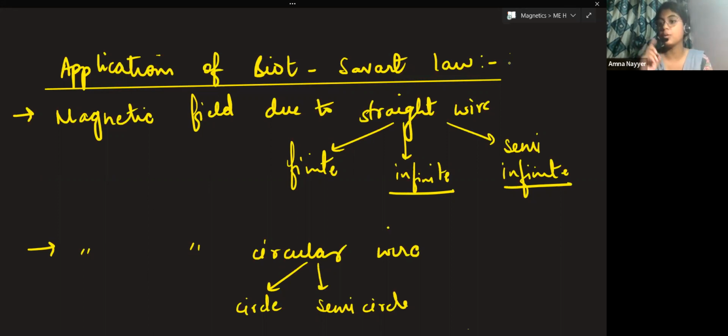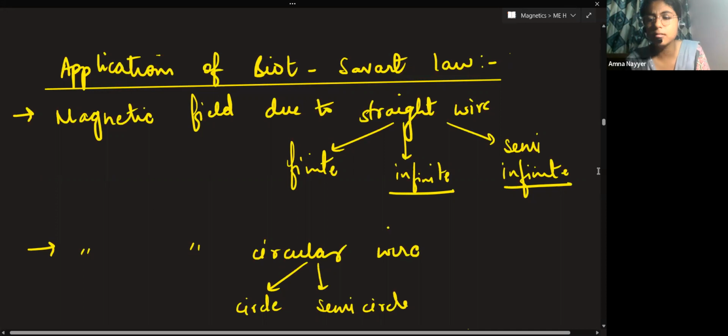Circular wire derivations you have to keep in mind. The derivation is fixed on a certain pattern. If you've understood it once, you have to write the same thing again, with just a slight difference that we'll see. So let's start with it. Let's see how much we are able to complete today. I think we should be able to complete the circular wire derivations today.